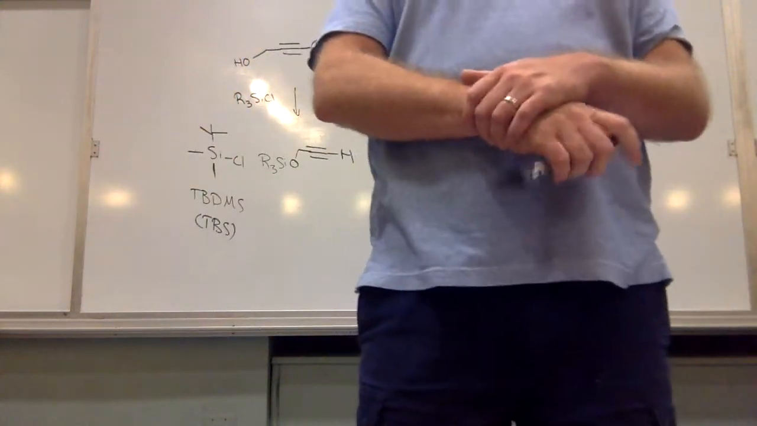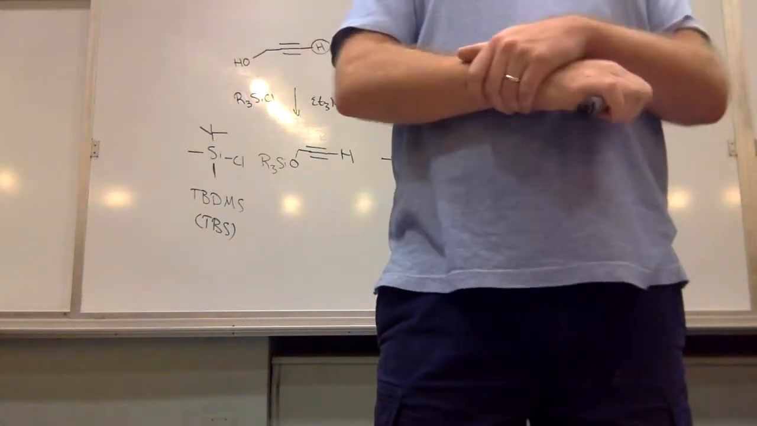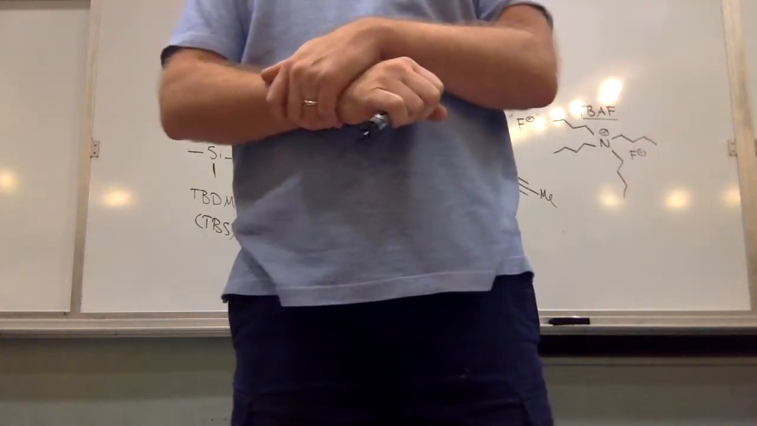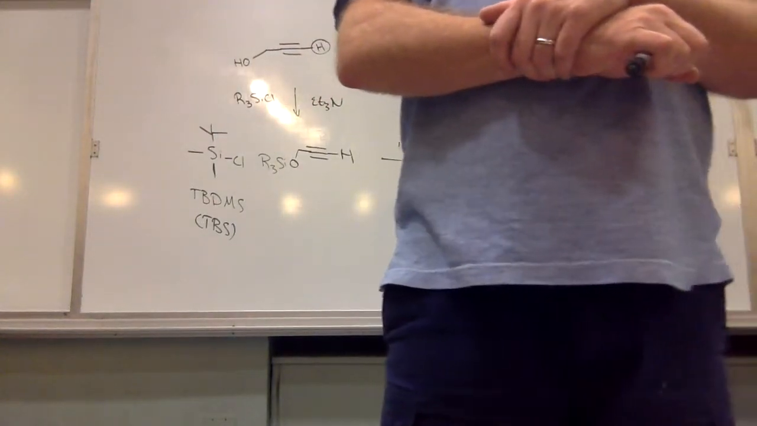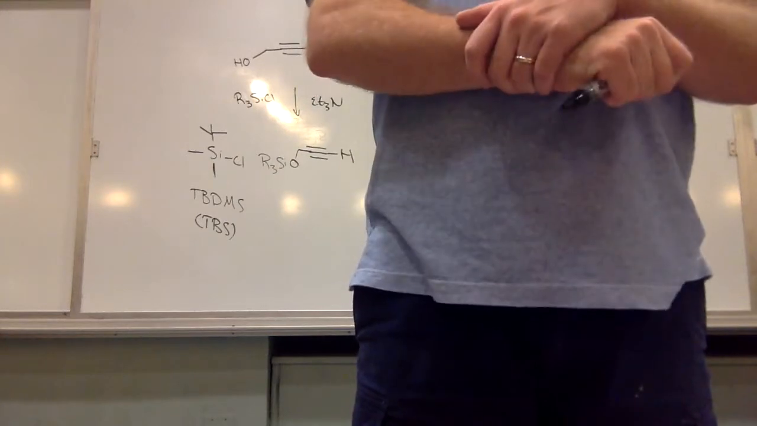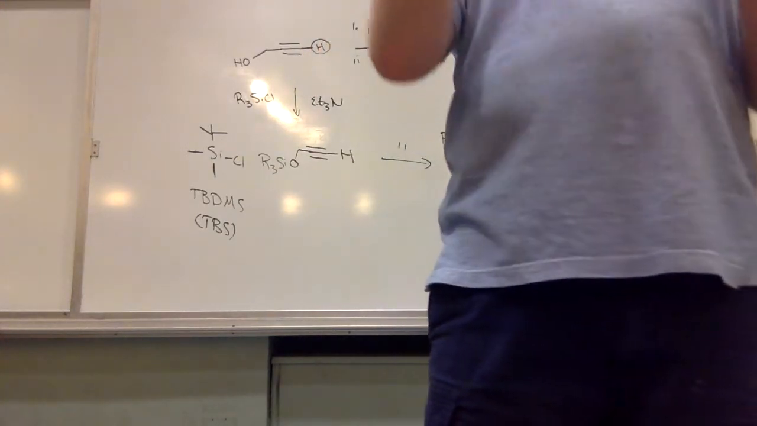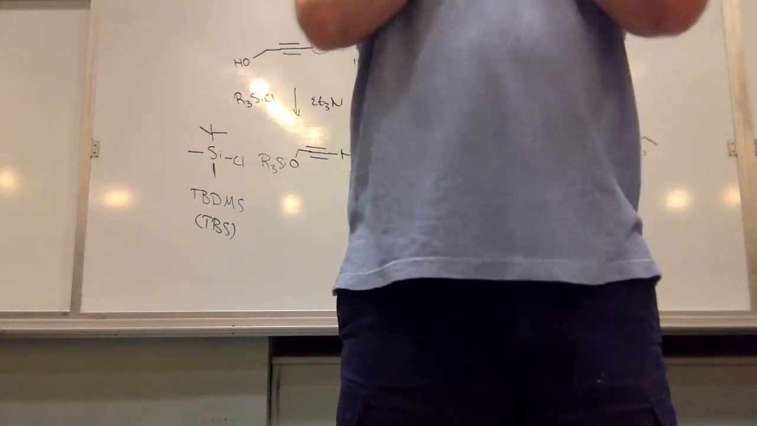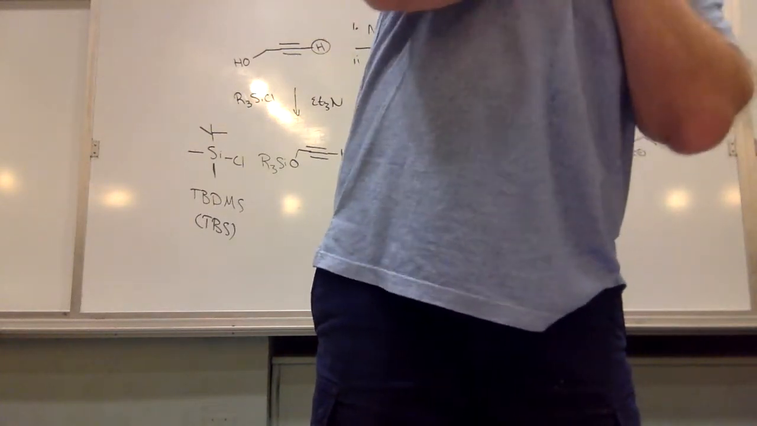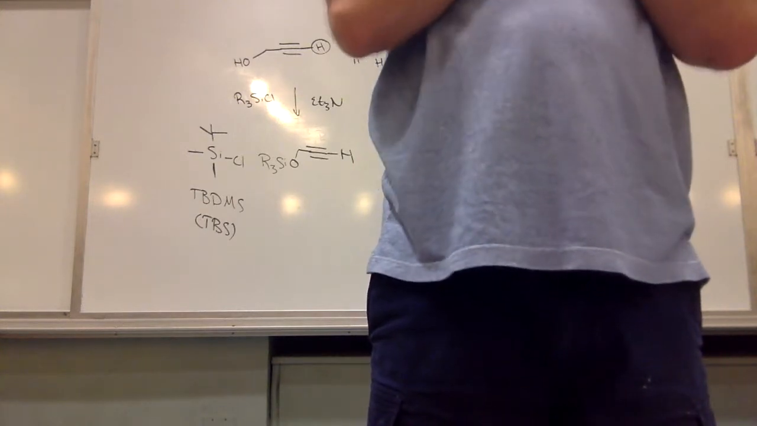There are a lot of different sources of fluoride. I was saying HF could be the source, but also tetrabutylammonium fluoride, or HF pyridine. Basically, it's the fluoride that's important. The reason is that a fluorine-silicon bond is a very, very strong bond. I didn't look up the reason beforehand.